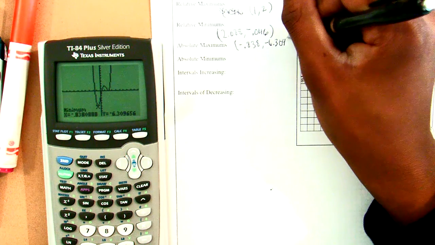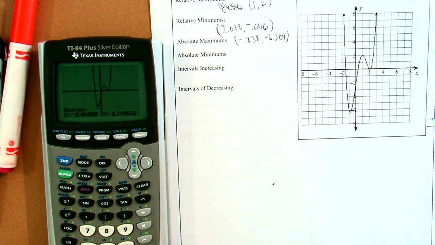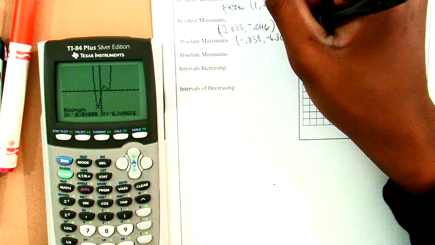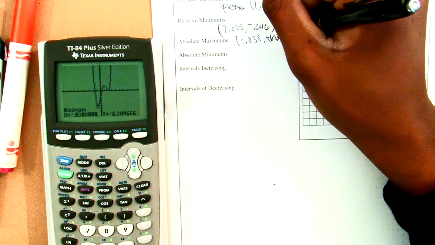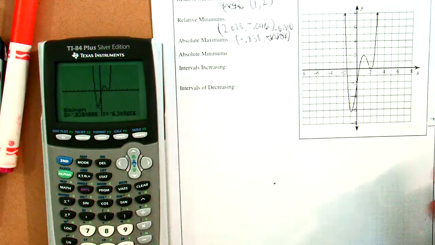Negative 6.309. Oh, wait a minute, you made a mistake. Did I? Well, look here. This is 0.3096, right? Oh, so it's going to round up to 10. So it's going to be negative 6.310. There you go. Nice job.